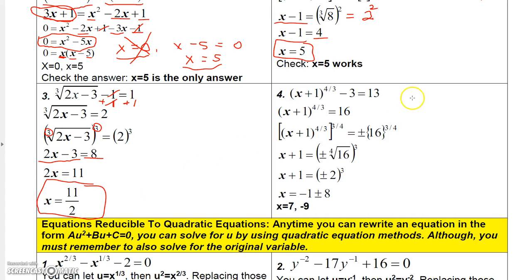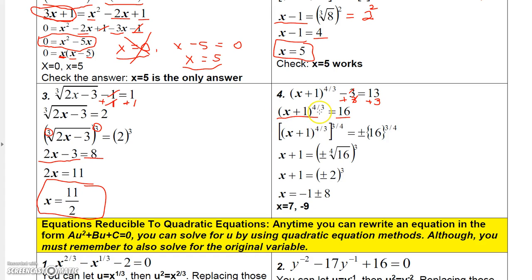Okay, let's do one more of these, and then we'll probably shut this video down on that. Okay, so here we have x plus 1 to the 4/3 minus 3. And again, I don't want to try to eliminate this rational exponent until I isolate this. I want to try, if any way I can, I want to isolate this. So what I'm going to do is add 3 to both sides. And then obviously that cancels the 3, and 13 plus 3 is 16. So now I have 16 over here, and now I have this isolated.